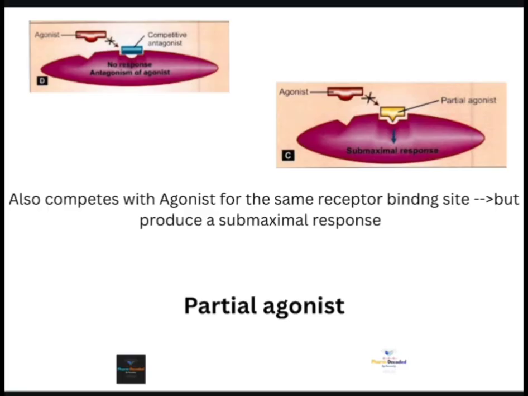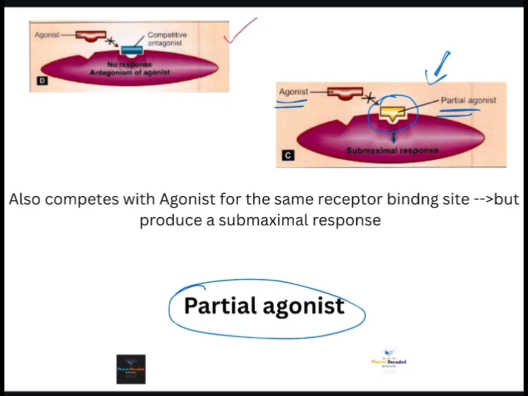Now coming to a special topic, that is, what is a partial agonist. A partial agonist, as you can see in this diagram, also competes with the agonist for the same receptor site. Now what is the difference between a competitive antagonist and a partial agonist? In competitive antagonism, no response is seen after binding of a competitive antagonist. But with a partial agonist, a submaximal response is obtained after it binds to the receptor. That is the main difference between a competitive antagonist and a partial agonist.